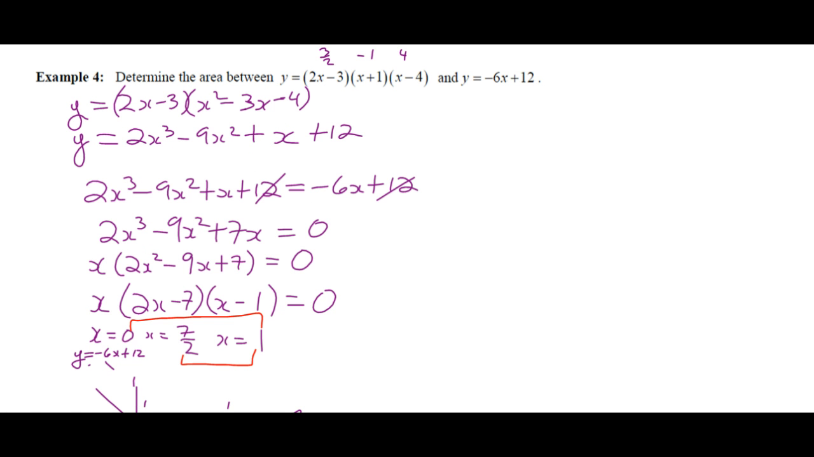this, right? That's capital F of x, because it's f of x minus g of x, this function minus this function. So that's not capital F, right? That's little f of x is 2x cubed minus 9x squared plus 7x.